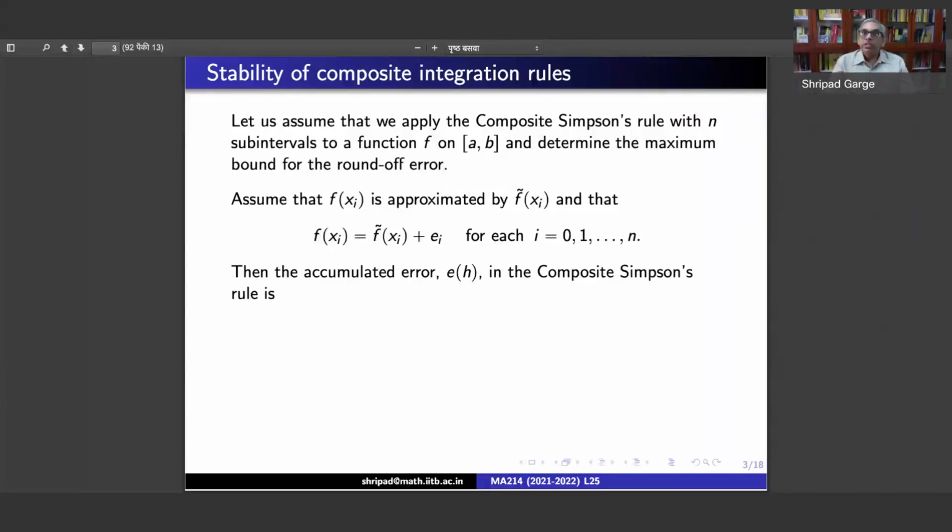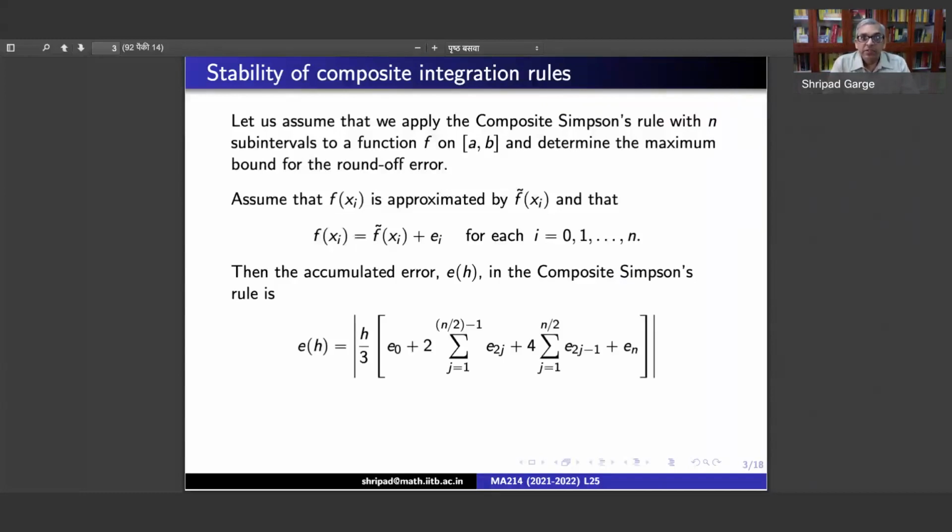Then we compute the accumulated error in the composite Simpson's rule. We remember we are using n subintervals to our function f on [a, b]. This is the composite Simpson's rule. Since we are using Simpson's rule in the composite way, n has to be even. So n by 2 is an integer.